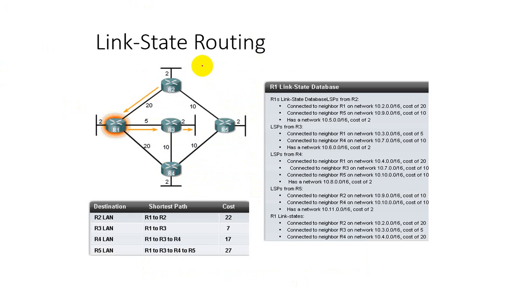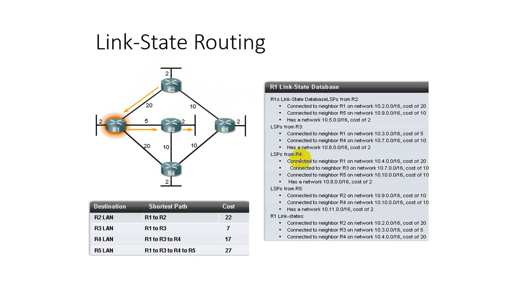If we take a look here, then the link state routing process is formed through the R1 link state database, which gets its information from R2. From R2, if we check here, it is connected to the neighbor R1 on the network 10.2.0.0/16 with a cost of 20. Similarly, it is connected to the neighbor R5 on a network of XXX with a cost of 10, and it also has a network of 10.0.5.0 with a cost of 2.